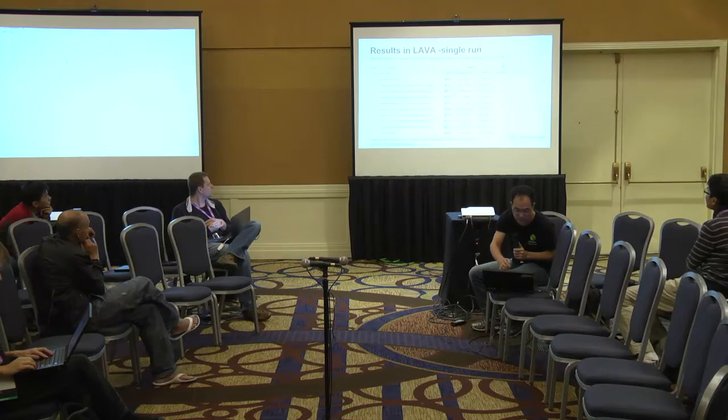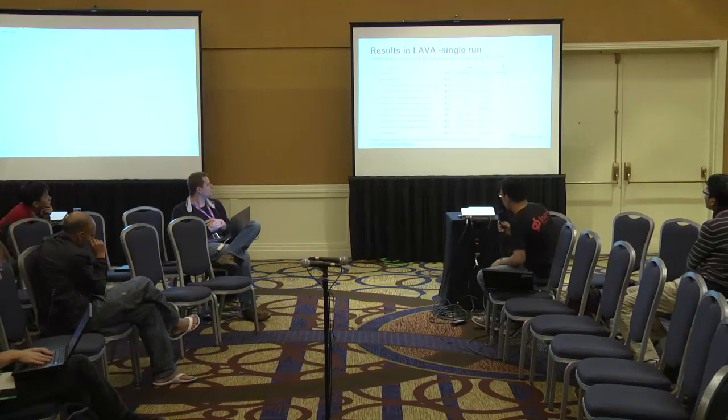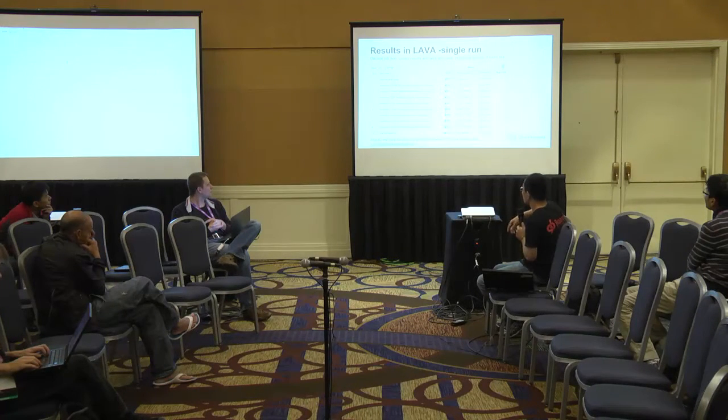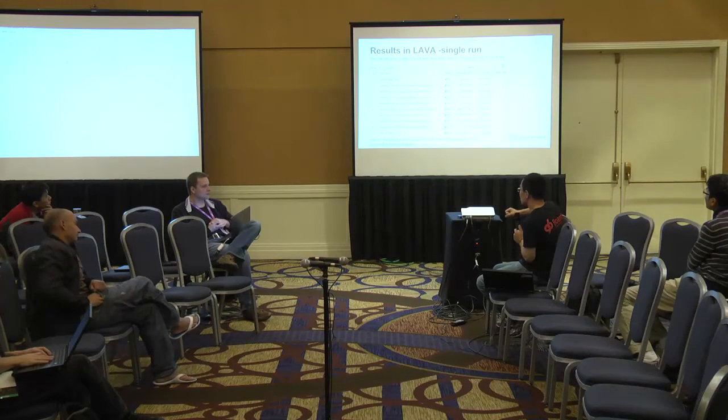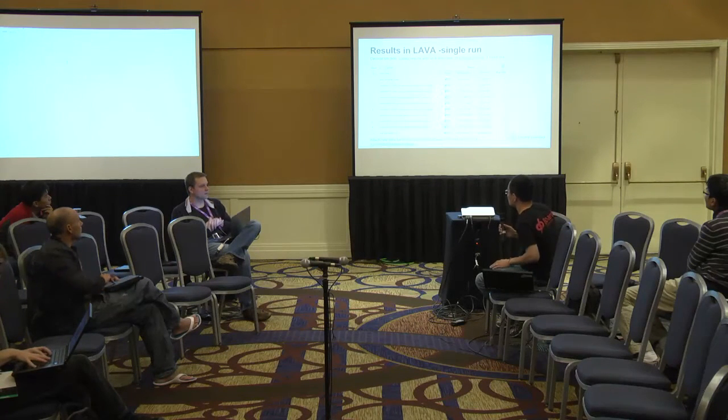Here is an example for a single run. If you use the test definitions and the default parameters, it runs the test once and by default decodes the benchmark.json, which is actually the throughput, decodes the keys and the values, and sends them to the result bundle.